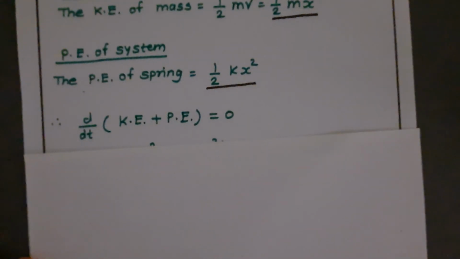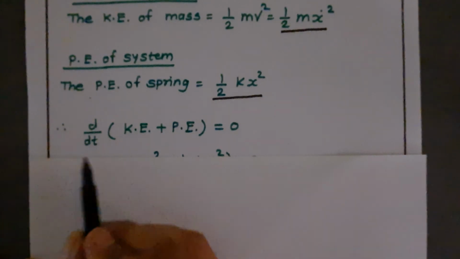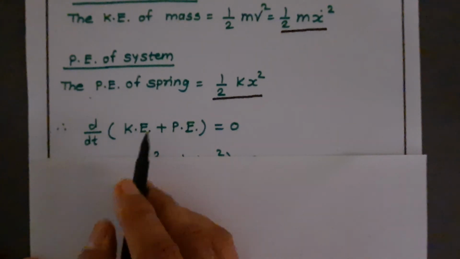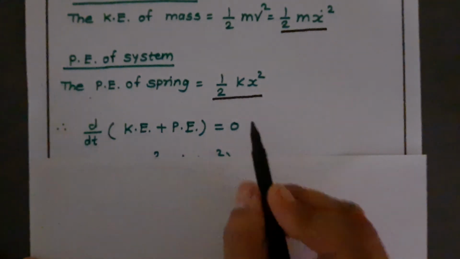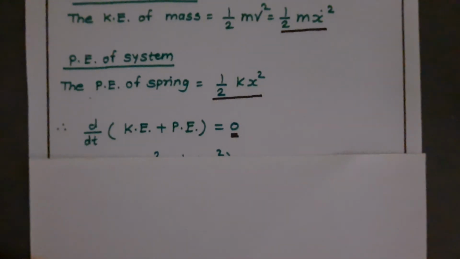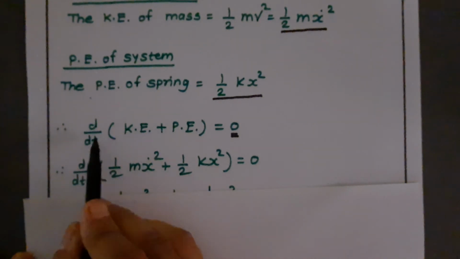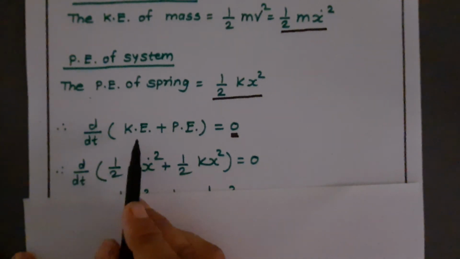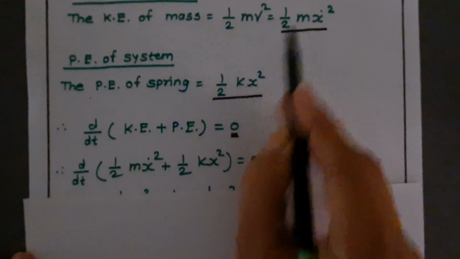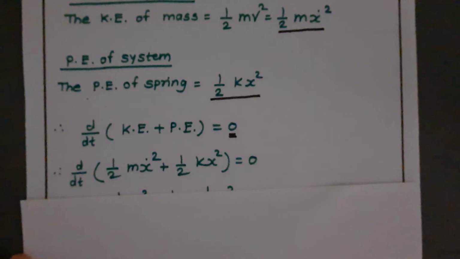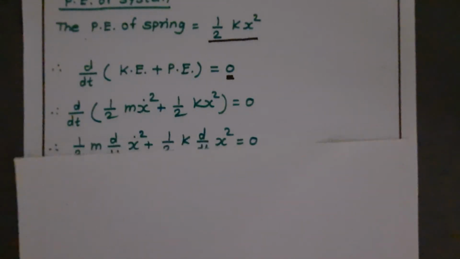Now we have to solve this numerical by the energy method. So the formula for the energy method is d upon dt of (kinetic energy plus potential energy) equated to 0. Now here we have the equation of kinetic energy. So d by dt as it is. The kinetic energy formula was 1/2 m x dot square. So I have kept it here, plus the potential energy formula 1/2 k x square. This is kept here.